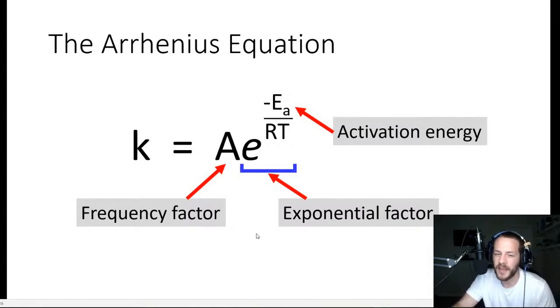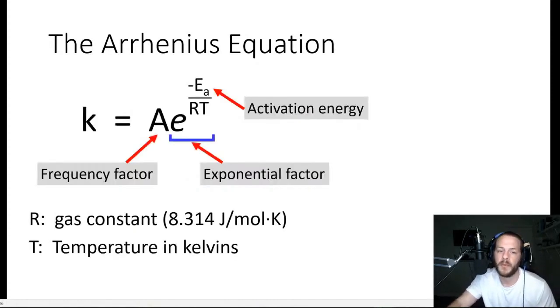So K equals A times e to the minus EA over RT: frequency factor, exponential factor, activation energy. There's a lot to unpack. And then in addition to those terms, we have R and T.